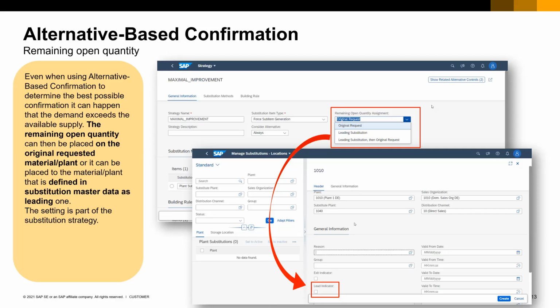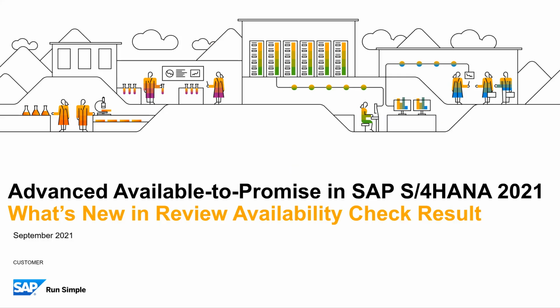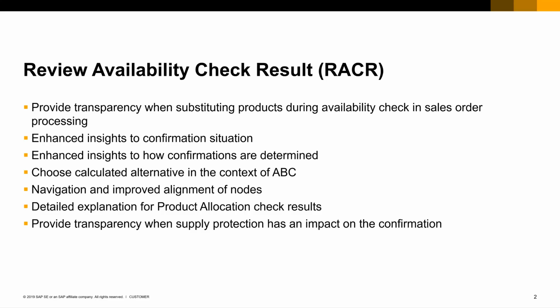And last but not least, I want to show you the new review availability check result. So this is our new delivery proposal screen, our new explanation component for an ATP result. Here we had quite rudimentary functionality in the last releases, but with this year's release, especially with the ABC and this differentiation between the different basic methods like product availability check, product allocation check, and supply protection, we made also here a huge step forward.